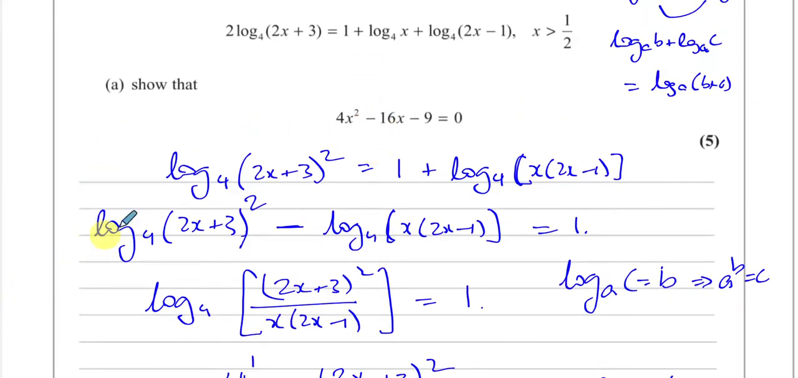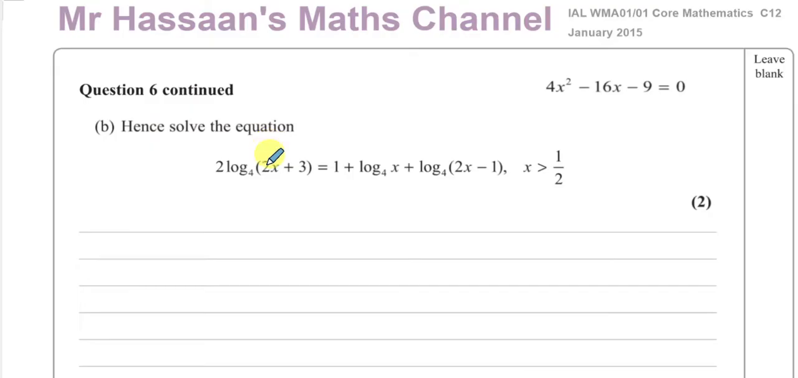Now for part B, we have to actually go on to solve this equation. Okay, we have to hence solve this equation. Now this is the same equation that we started off with, exactly the same, and we showed how it became this. So that's like the first step. Now we have to go on to solve this. So for us to solve this, what I have to do is I have to try to factorize this expression.